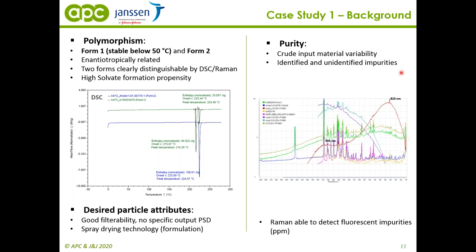In terms of purity, there were a lot of problems, because first we developed the crystallization using pure material. But once we started to test our developed crystallization with the crude input material, the crystallization didn't behave the same. And also the crude materials had a lot of variability. There were already identified impurities, but in APC we also identified some unidentified impurities. I will tell this in more detail later, where we actually managed to identify those impurities by Raman, just by looking at the fluorescence. So these were most probably fluorescent impurities at the PPM levels.